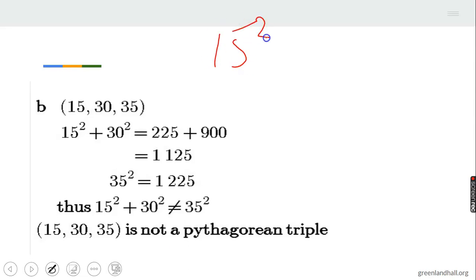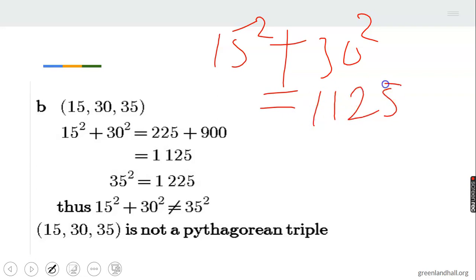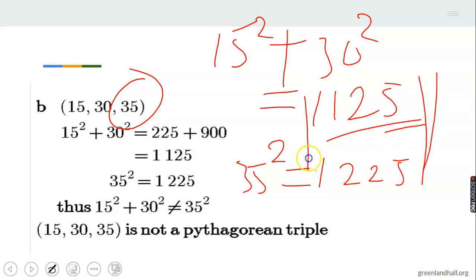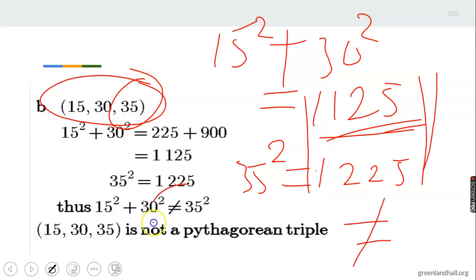Now look at this side. You square 15, add it to the square of 30. Their total is 1125. Now square 35. The square of 35 is 1225. You can see they are not equal. That means this set of numbers is not a Pythagorean triple. This sign means not equal. You can see it here. It means not equal. It is not a Pythagorean triple.